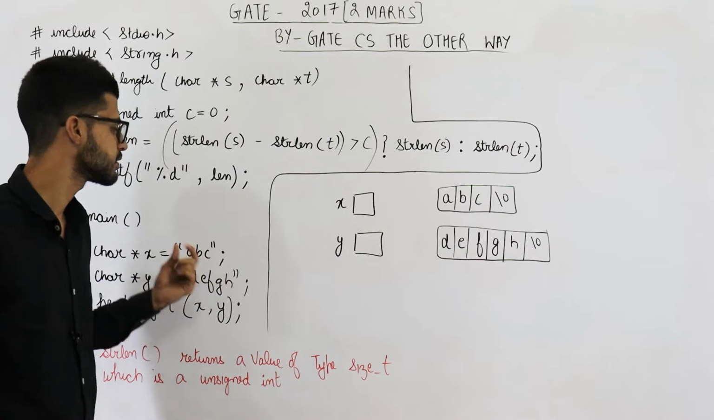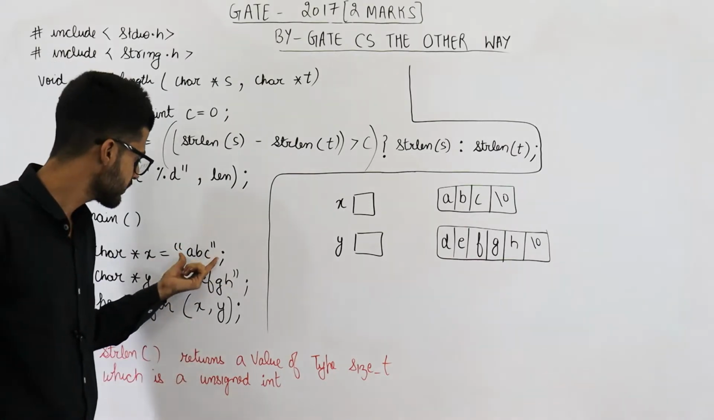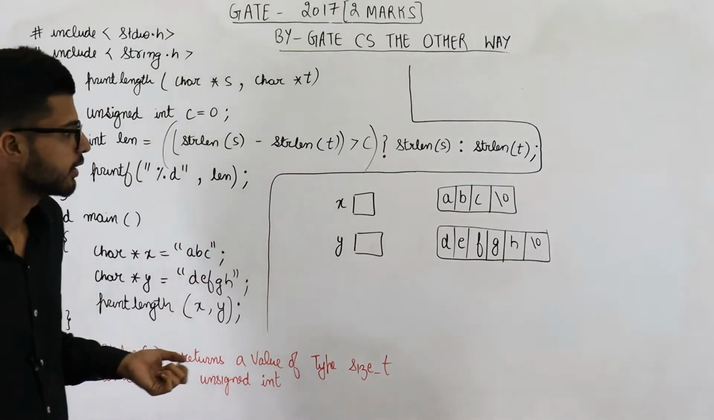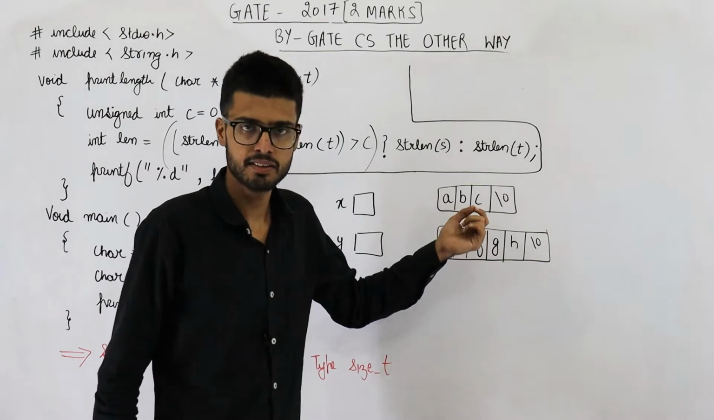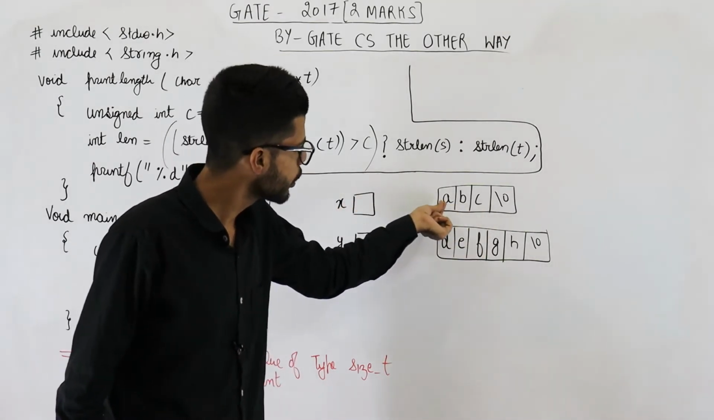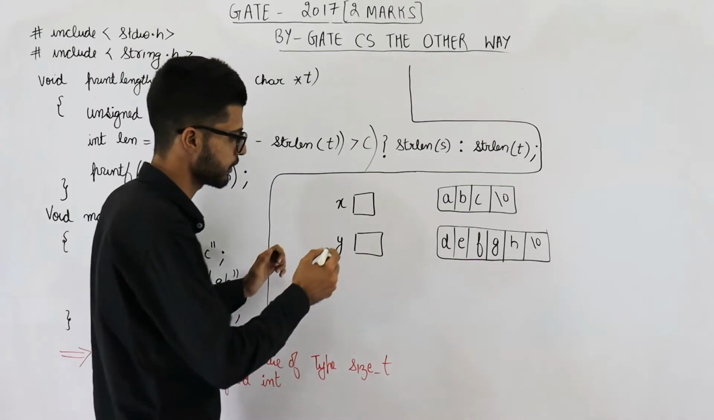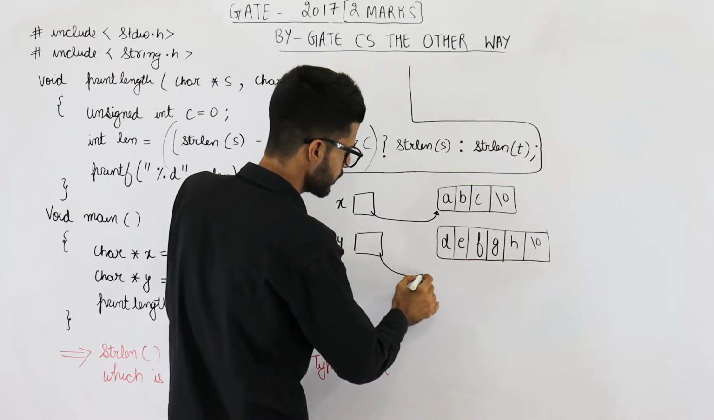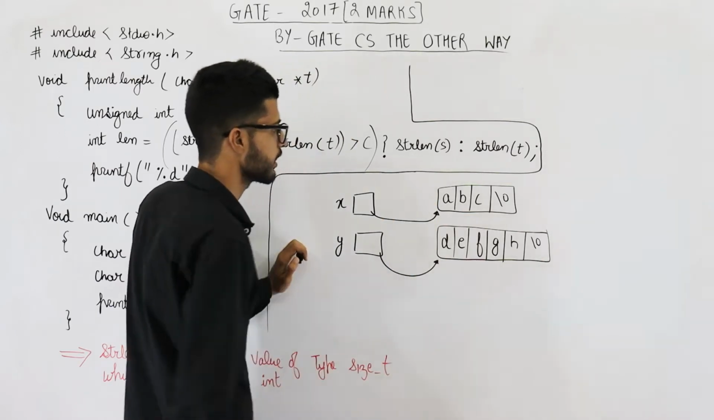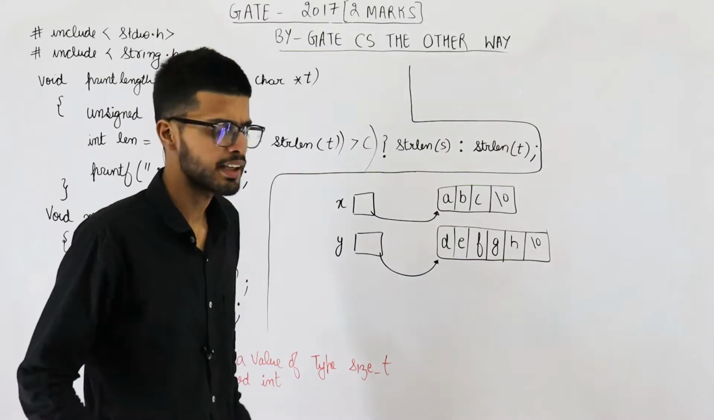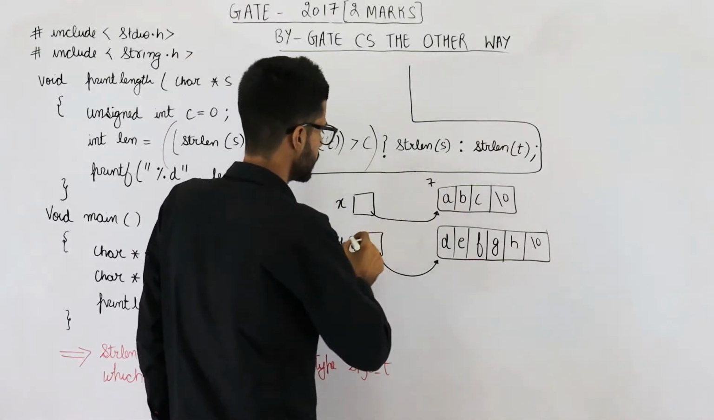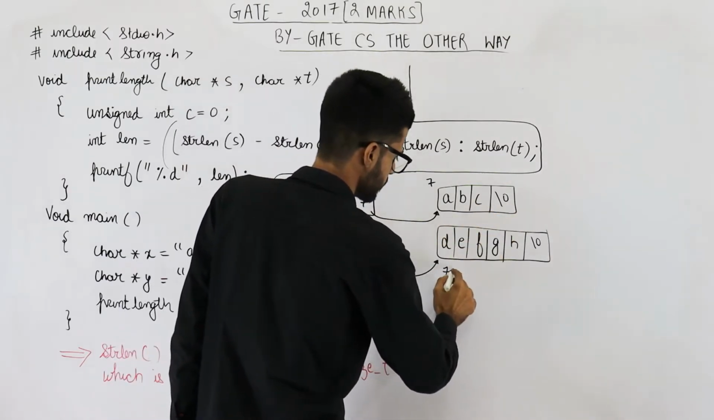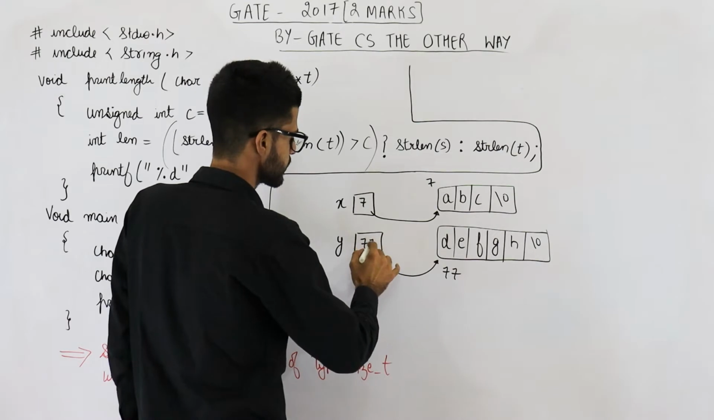Now this is a string, this is also a string. That means whatever is the first character in the string, x will be pointing to that character. Suppose this string is declared in read-only section. X is pointing to first character, that means A. So X is pointing here like this. Y is pointing to the first character of second string like this. Suppose address of this A is say 7. So X contains 7. If this address is say 77, then Y contains 77.